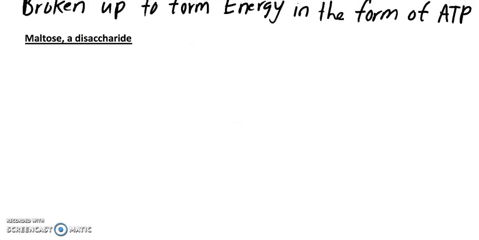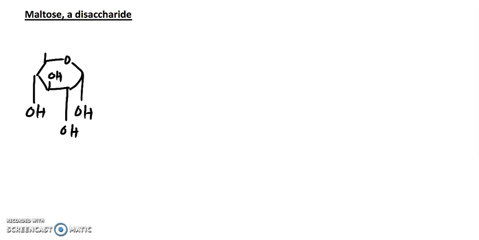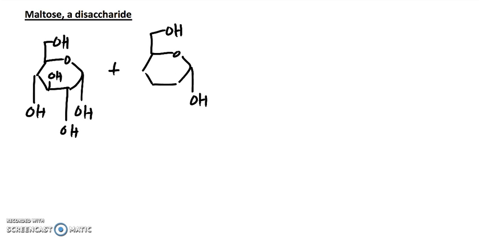So now on to another sugar. This one is called maltose. And this is basically 2 glucoses put together. So let me draw this in, all my hydroxyl groups. And it's going to bond with another glucose.